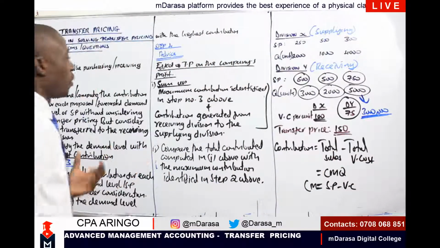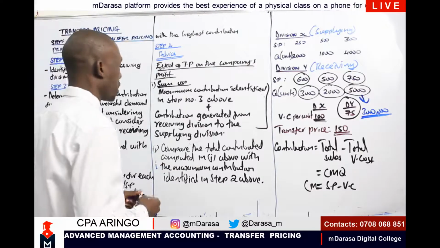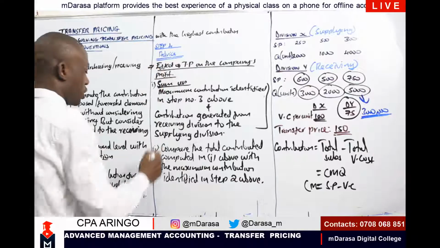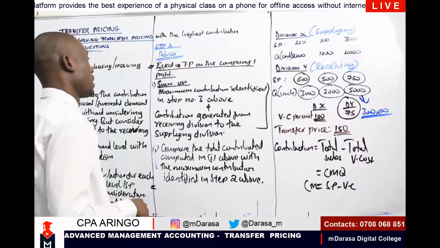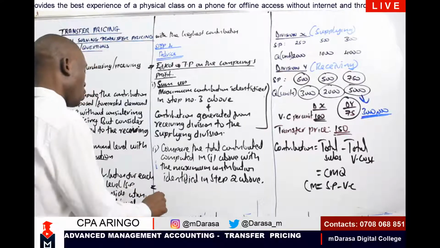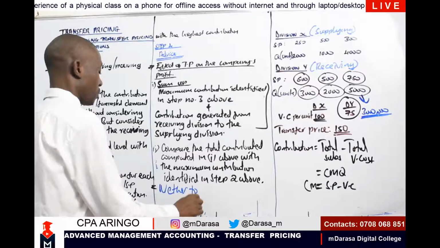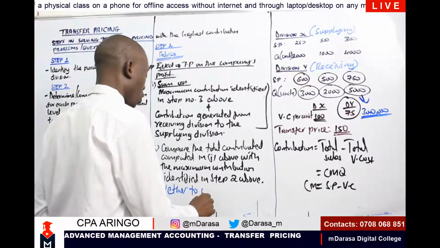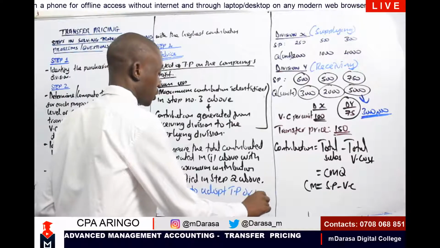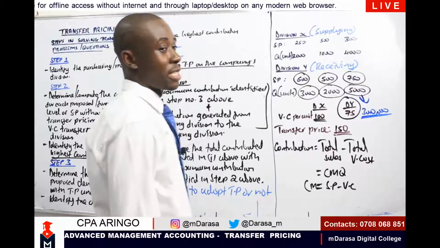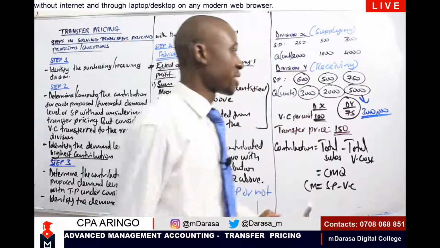Now, after we are done with that case, advice number 2 I'm just going to mention. Advice number 1 was the effect of transfer pricing on the company's profit. Advice number 2 is whether to adopt the transfer price or not.